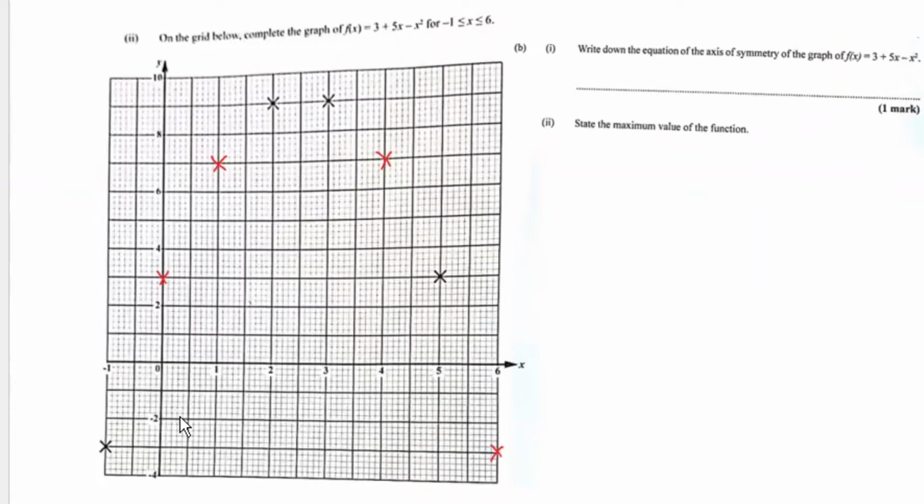And if you watch my previous videos, you'll see that I am not the best artist. I didn't do well in art class. So therefore, I'm going to try my absolute best now using this computer to draw my best graph.